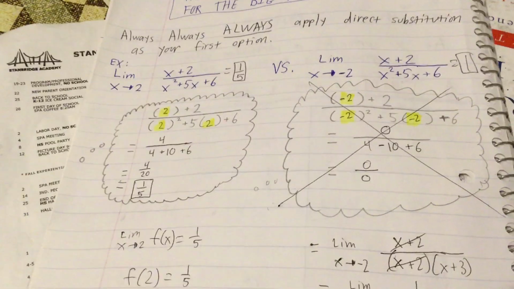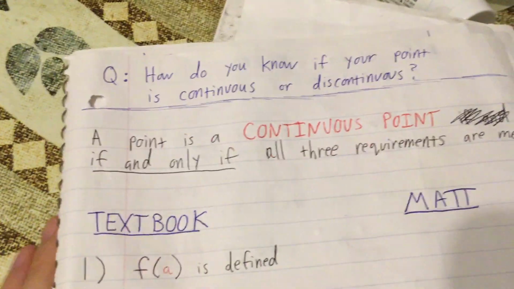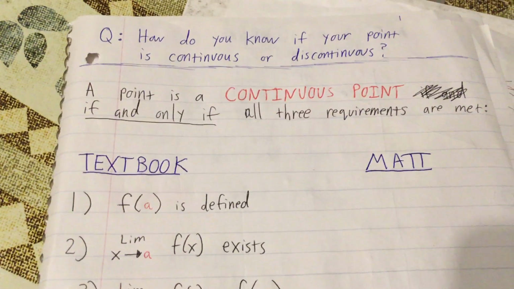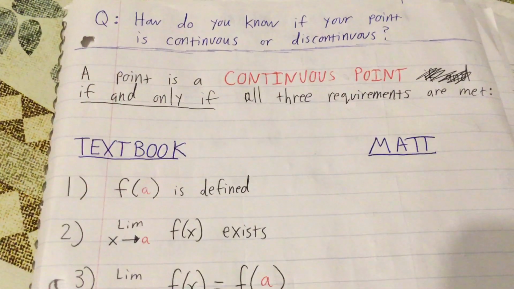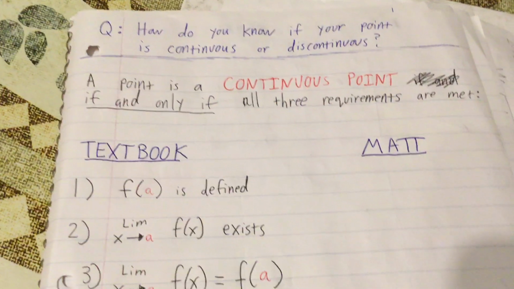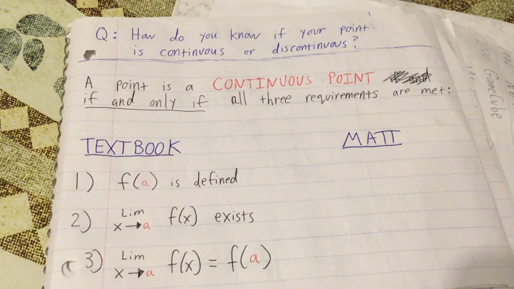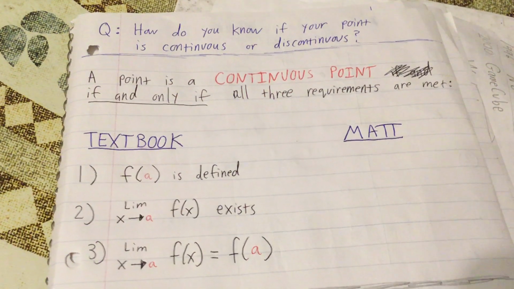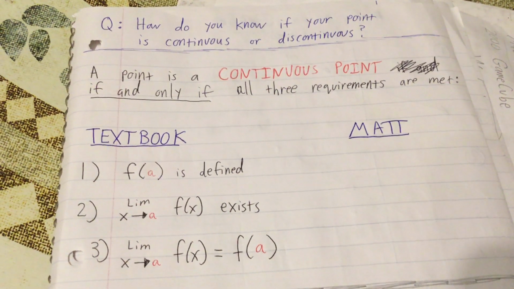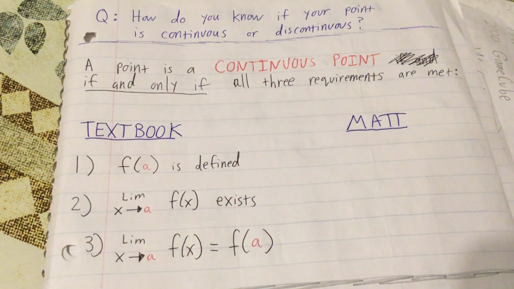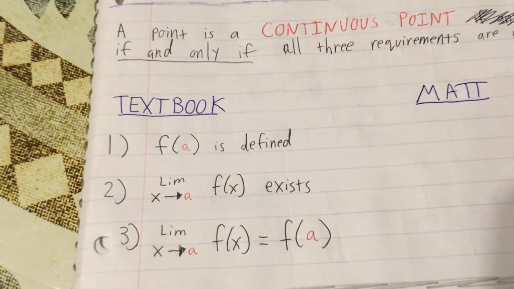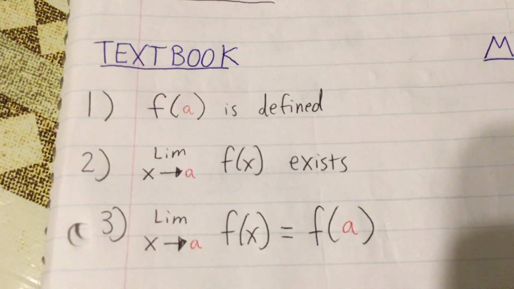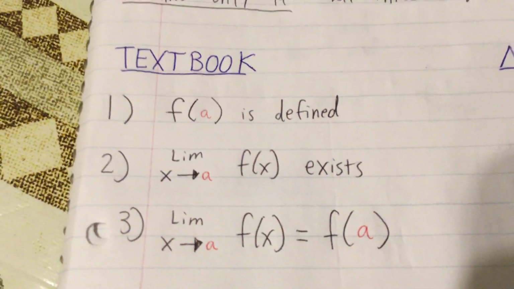So let me just define this really quick based on our knowledge. So the theme for today is, how do you know if your point is continuous or discontinuous? So a point is a continuous point if and only if all 3 requirements are met. So not 1, not 2, but all 3 requirements. And according to the textbook, in other words, how do you know if x equals a is continuous?